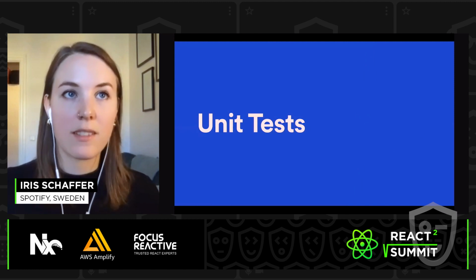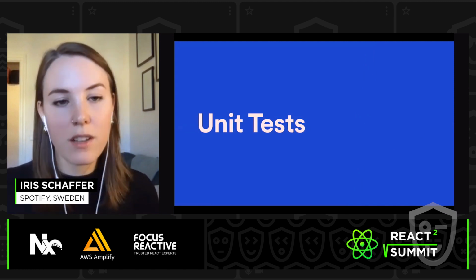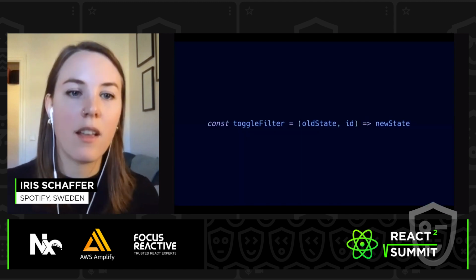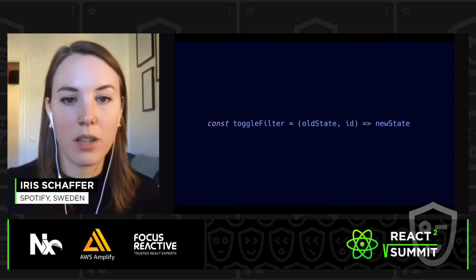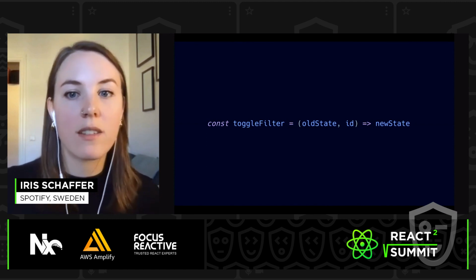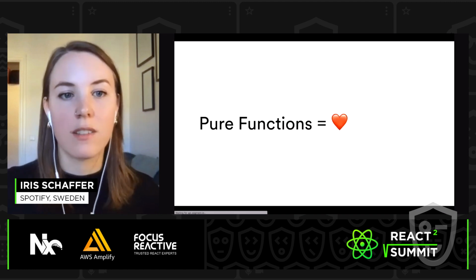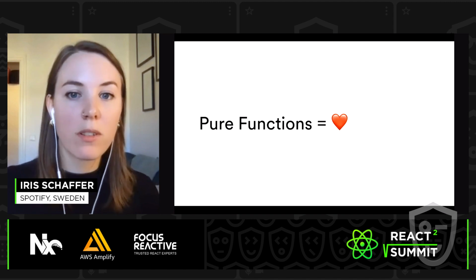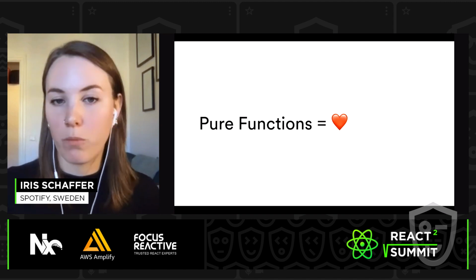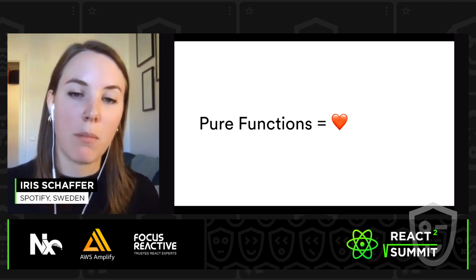And unit tests are tests that cover or test the functionality of one unit, in this case, the toggle filter function. The toggle filter function just takes an old state, an ID, and returns a new state. And this toggle filter function is a pure function because it only has two inputs and one output. No matter how often you call it, given the same inputs, it will always produce the same output.